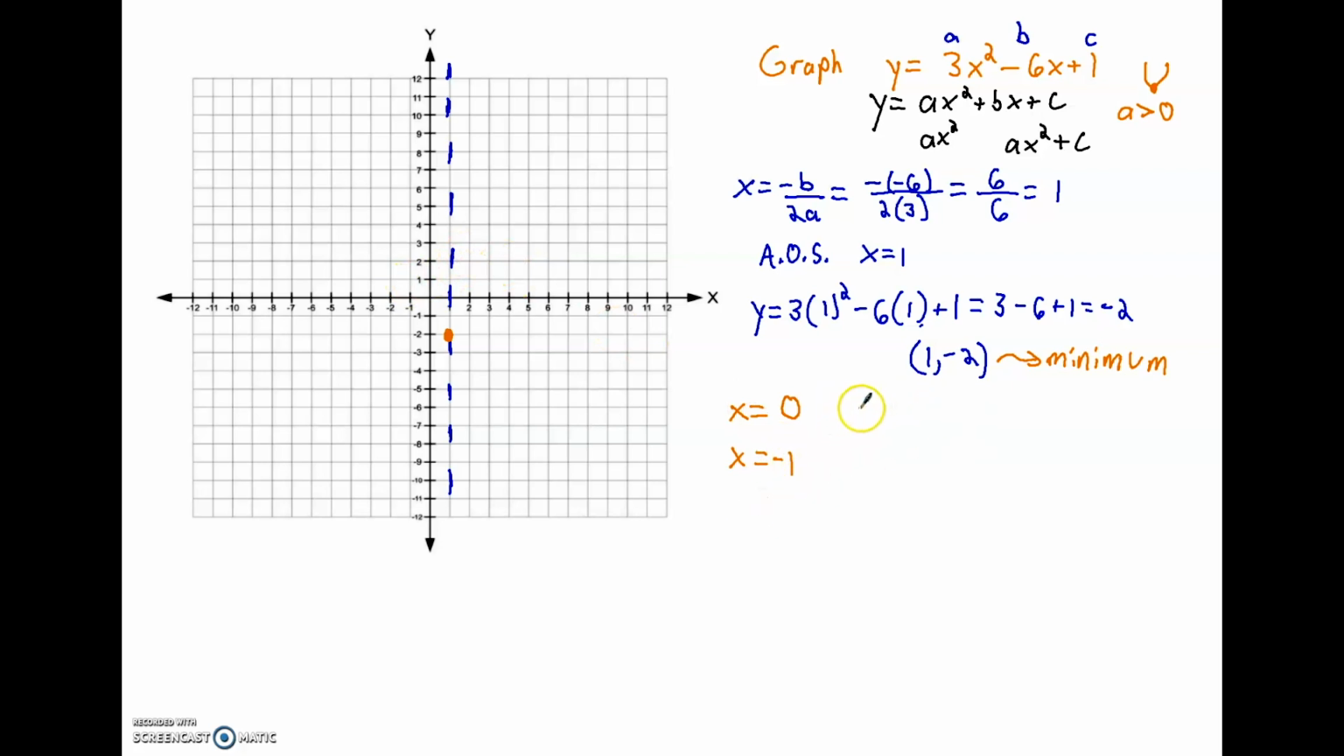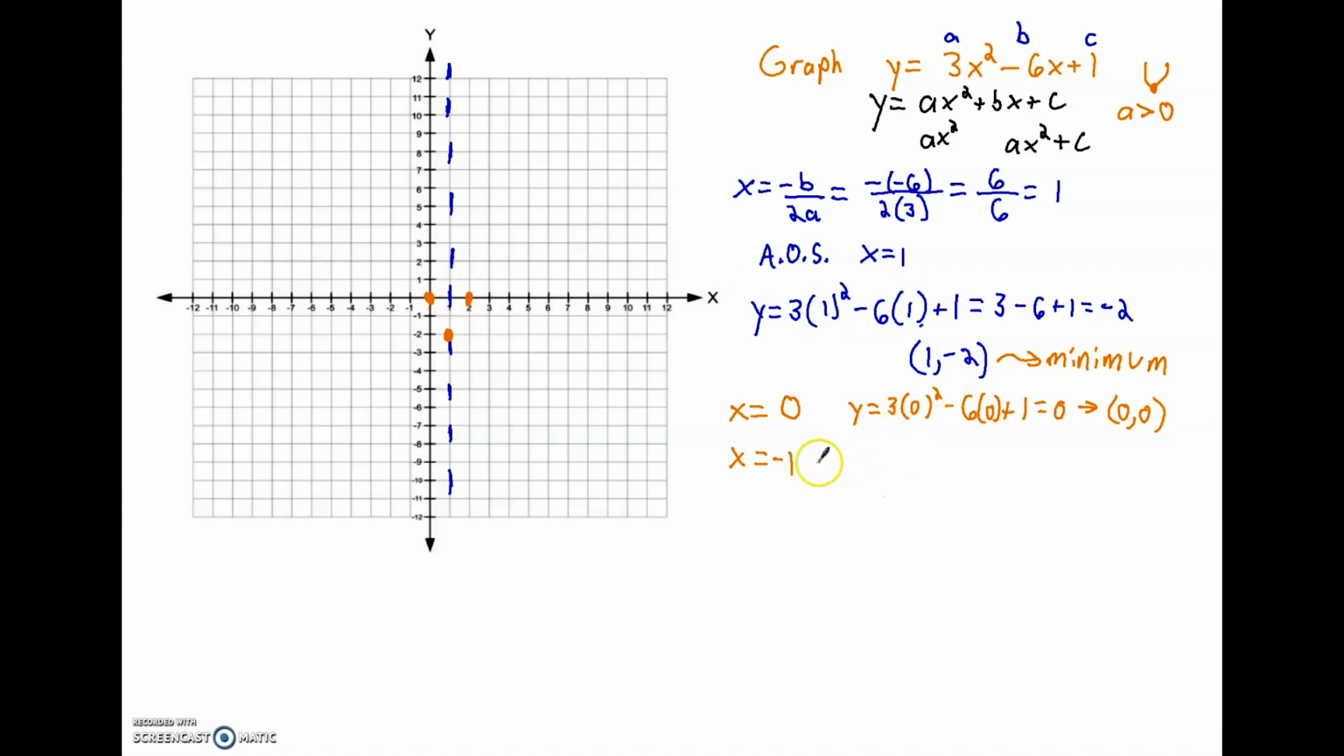So plugging in 0, I get y equals 3 times 0 squared minus 6 times 0 plus 1. And reminder, I'm plugging it into our function. That simplifies to, well, 0 squared is 0 times 3 is 0. 6 times 0 is 0. So I get 0 minus 0 is 0, plus 1 is 1. So my input was 0, and my output is 1. Great. So one of my points is (0, 1). I'm going to mirror it. It's 1 away from the mirror, so it's going to be 1 away on the other side.